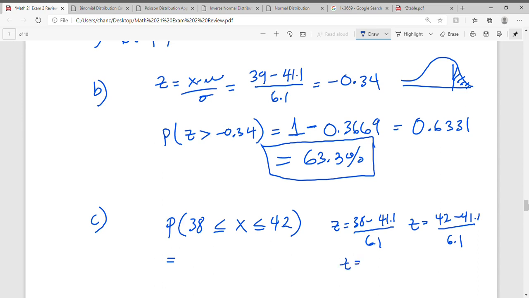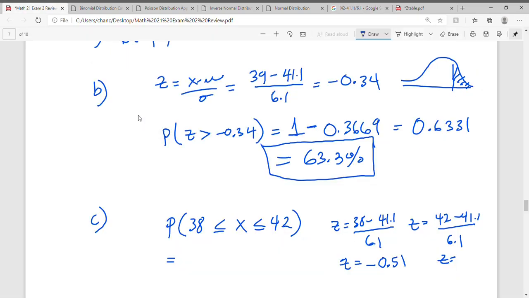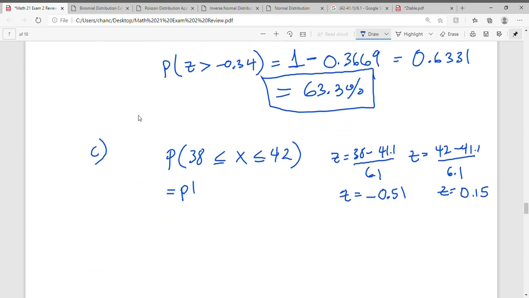This gives us two z-scores. The first z-score is negative 0.51, and the second z-score is equal to 0.15. Now we're looking for the probability that z is between negative 0.51 and 0.15.